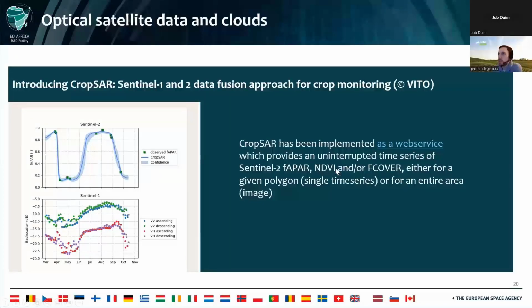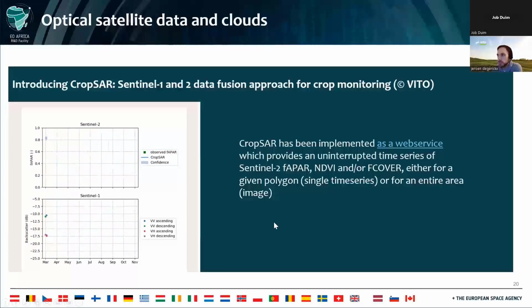And this is an example of CropSAR. This is an application which has been developed at Vito, which uses a fusion of Sentinel-1 and Sentinel-2 data. Remember, with Sentinel-1 data, you look through clouds. And this uses the information of the radar sensor to know what is going on in between the periods of time where you have available Sentinel-2 observations. The green squares here are the available, non-cloudy observations. And then the blue line is what CropSAR actually returns. So it returns an uninterrupted time series of your Sentinel-2 variable of interest. If you want to learn more, there's a link to this web service as well.